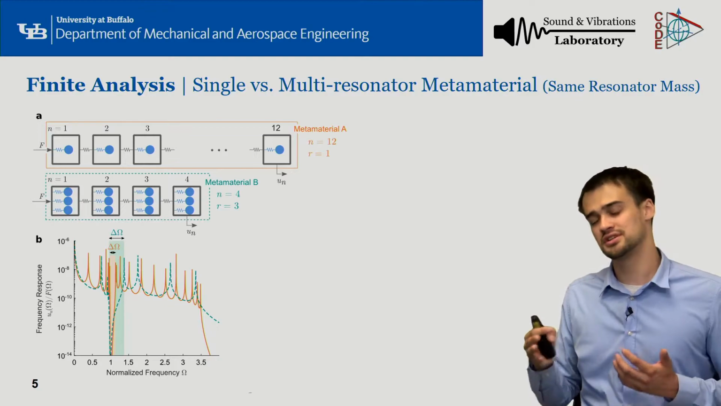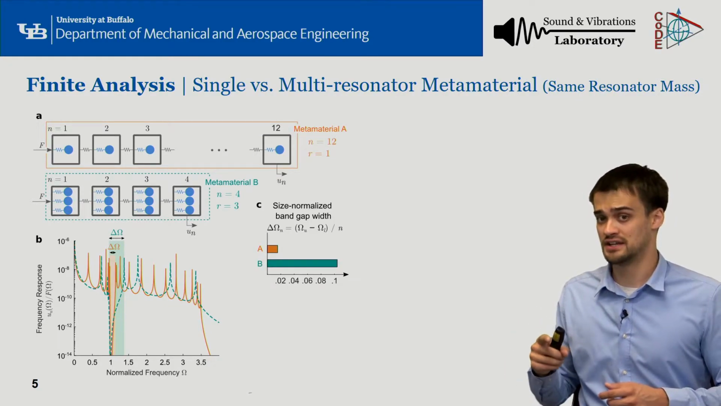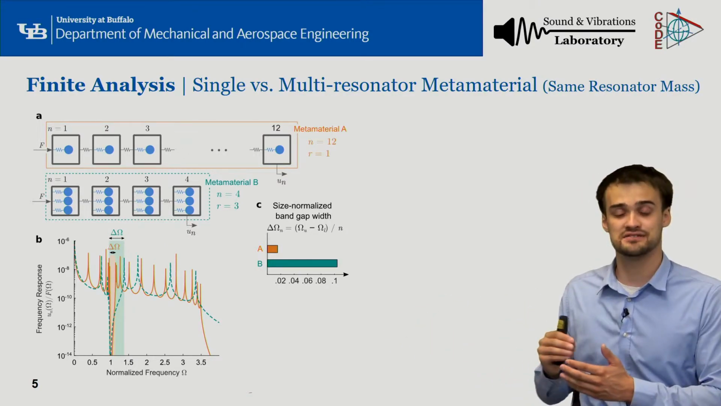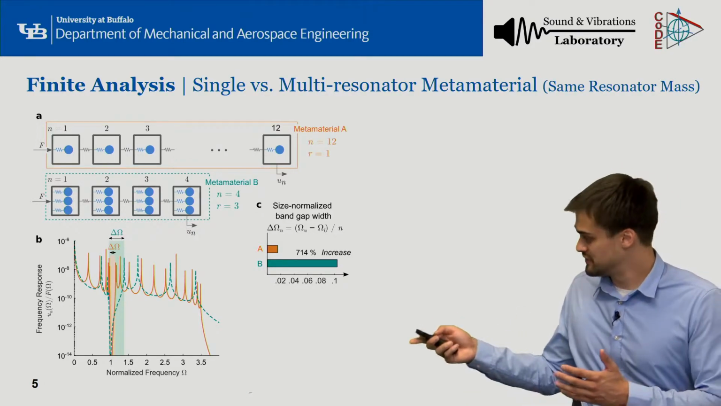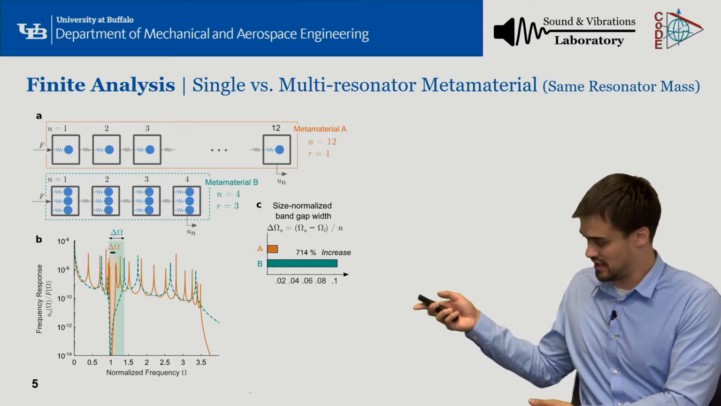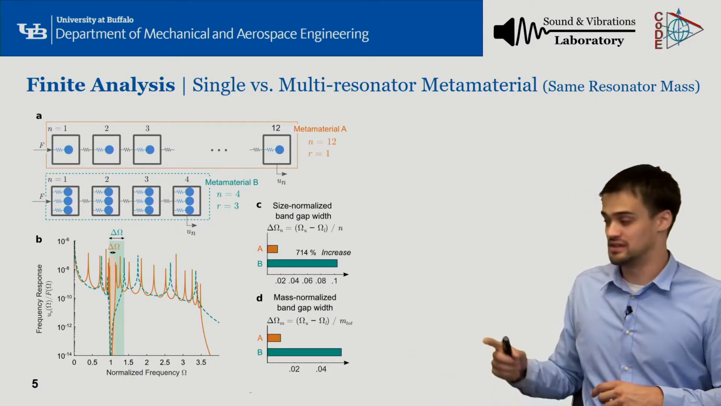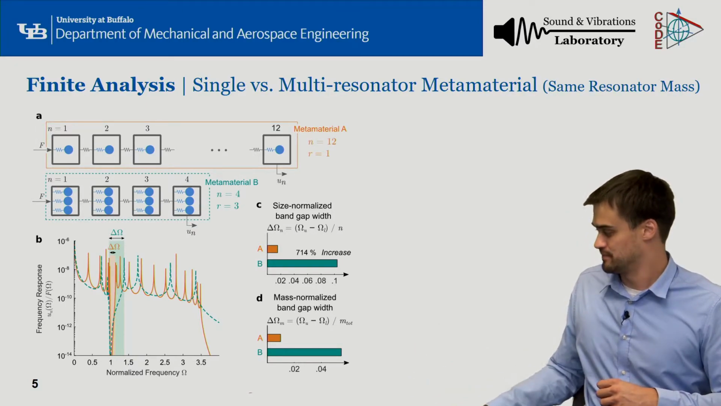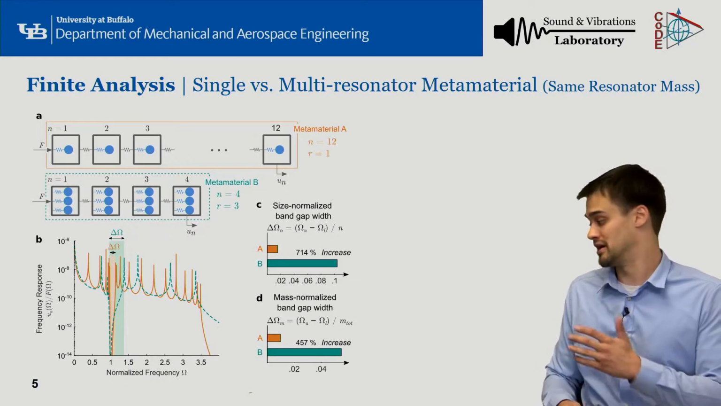But how can we quantitatively compare the bandgaps in the best way? First, we can define a size-normalized bandgap width, where the difference of the upper and the lower bound gets divided by the number of unit cells. Here, metamaterial B shows a 714% increase compared to A. Or second, we can define a mass-normalized bandgap width, where the difference between the upper and the lower bound gets divided by the total mass. Here, metamaterial B shows a 457% increase compared to A.